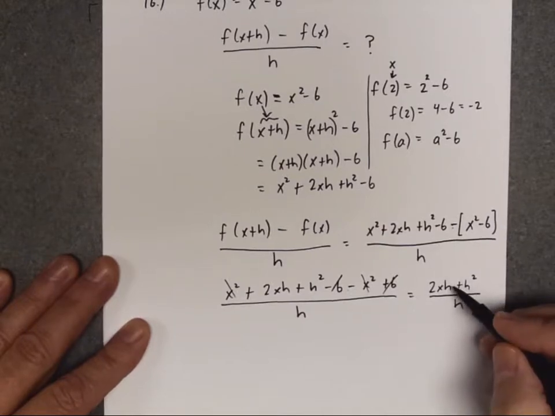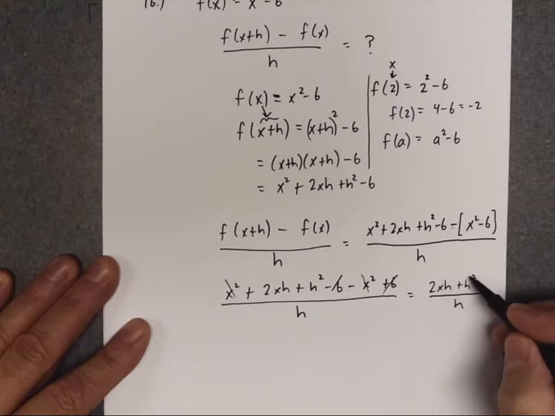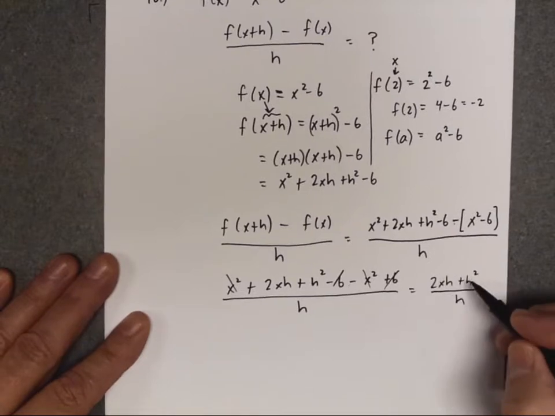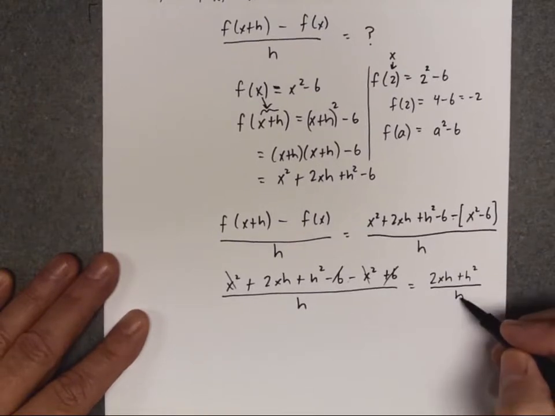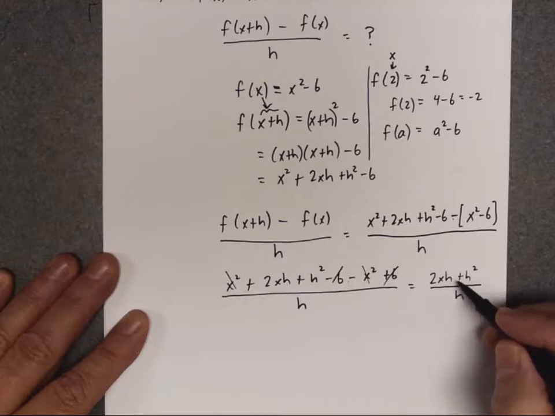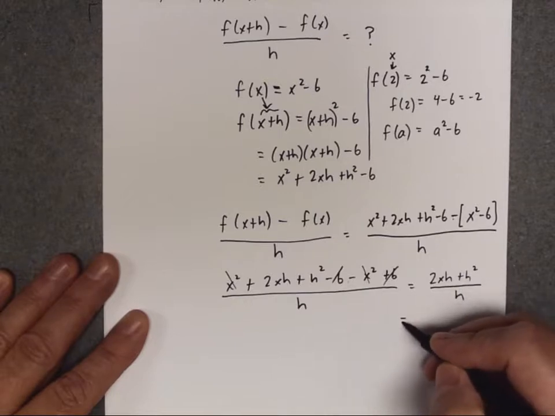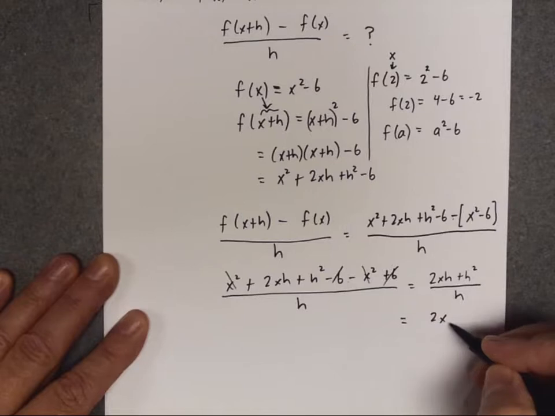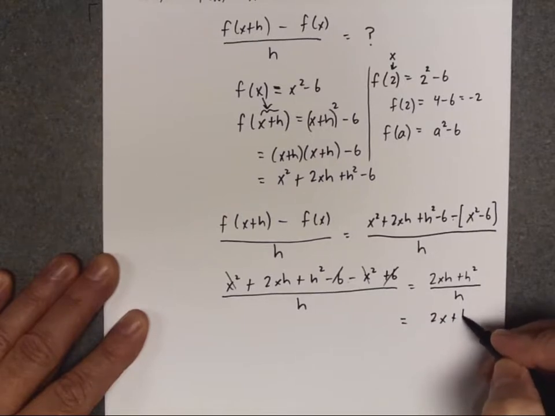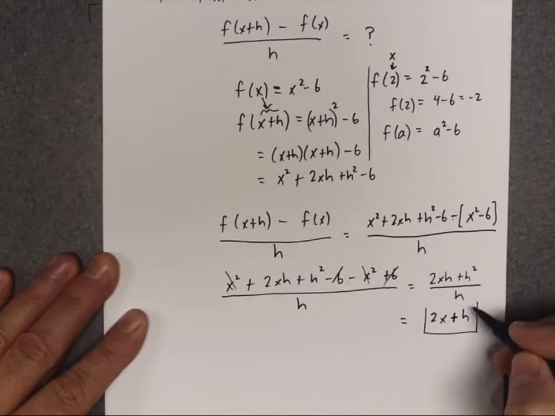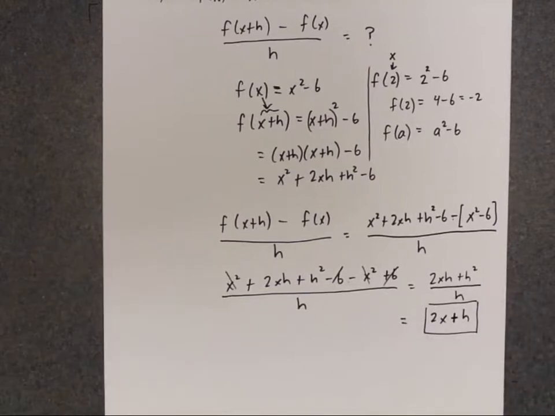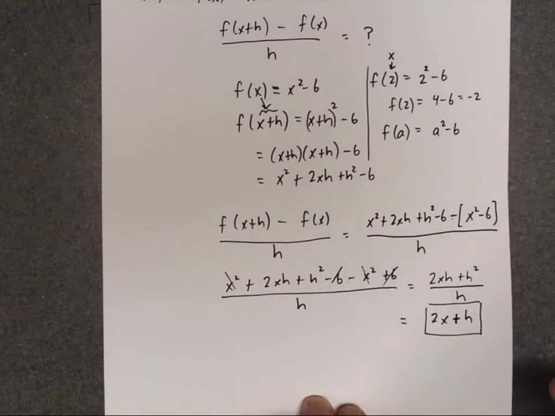And then you notice I have two terms in the numerator, both with an h, and I have an h in the bottom. So I can cancel an h out of all of these. And by the time you're done, the difference quotient equals 2x plus h. All right. Hopefully not too difficult.